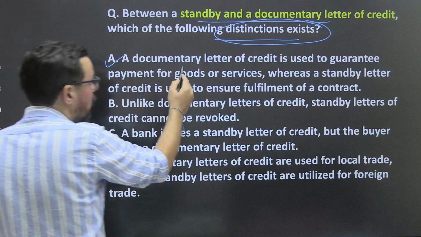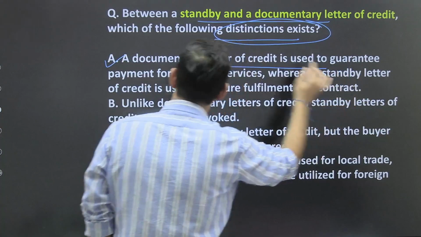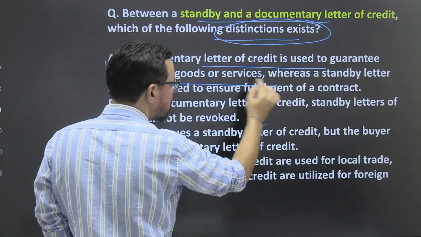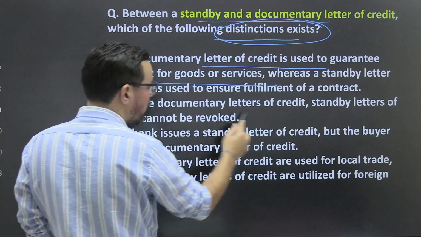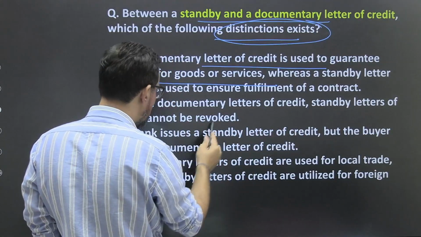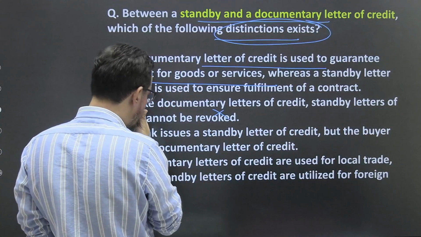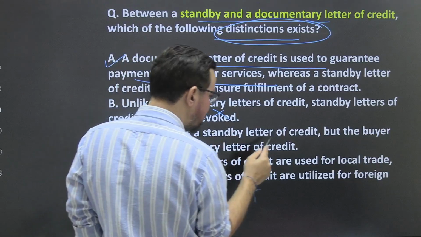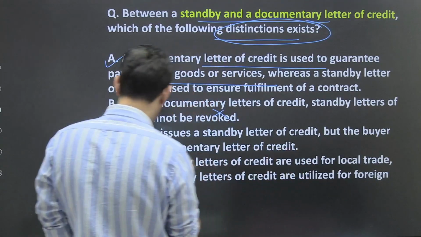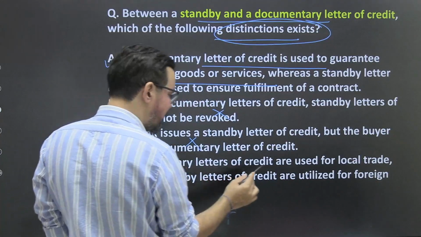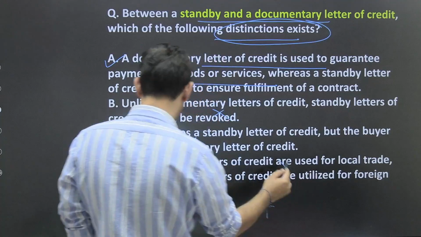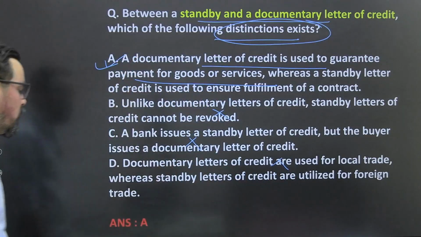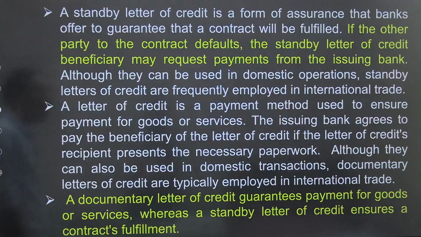पहला ही सही है. And documentary letter of credit is used guarantee payments for goods and services, whereas this, unlike documentary letter credit, standby cannot be revoked. Yeah. Bank issue a standby letter of credit, but buyer issue no. Documentary letter credit are issued by for the local no. क्या होगा आपका correct answer? A only will be right answer for this particular one. ठीक है. Please go through this.